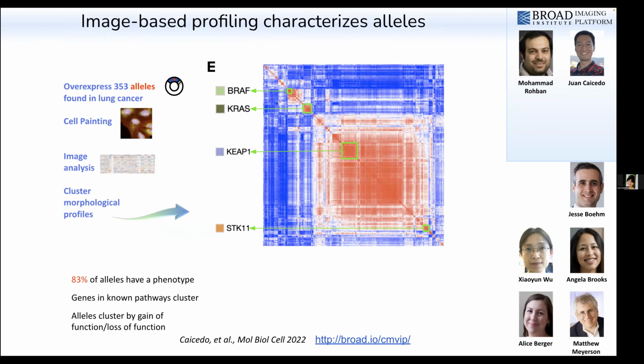Like most diseases, it's not a single disease, it can be caused by a variety of underlying mutations, but we can overexpress each disease-associated allele and look for similarities among their profiles. And we might discover groupings of these alleles into a smaller number of subtypes.